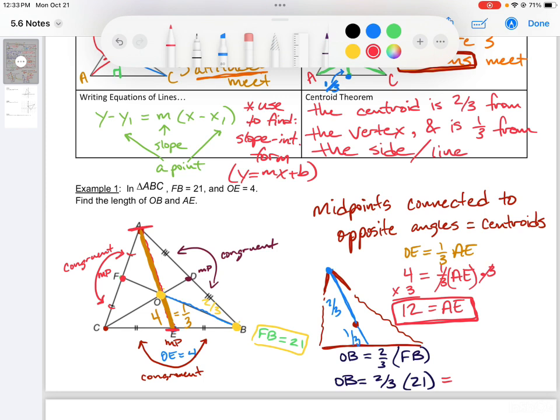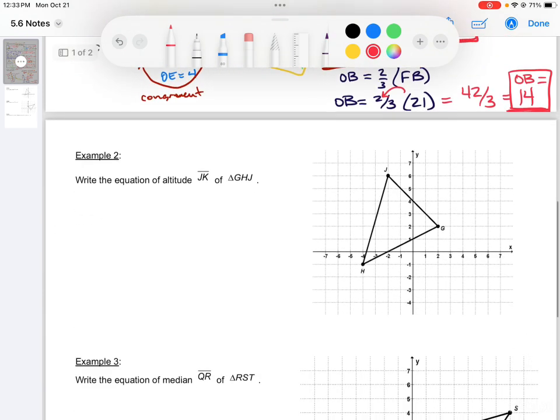And then you could just multiply that, all right? 21 times 2/3 is the same as saying 42 over 3, because 21 times 2 is 42, and that's over 3. And 42 divided by 3 is 14. So OB equals 14. And those are the two things they asked me to find, AE and OB.